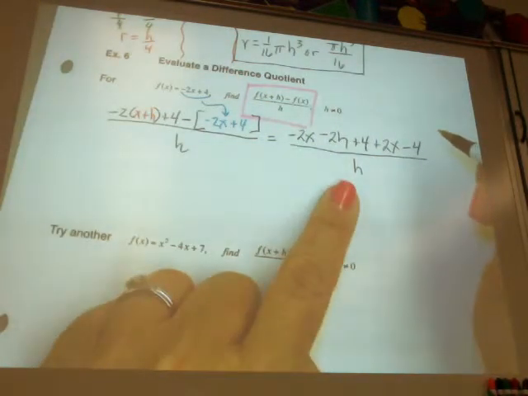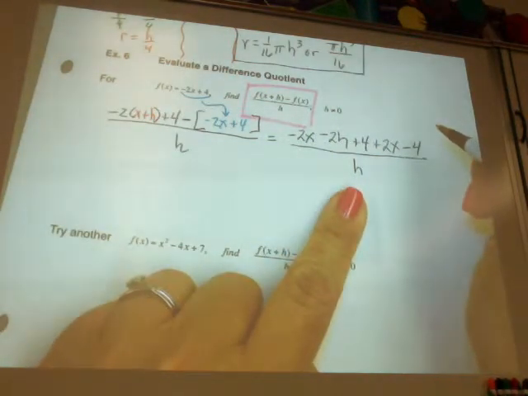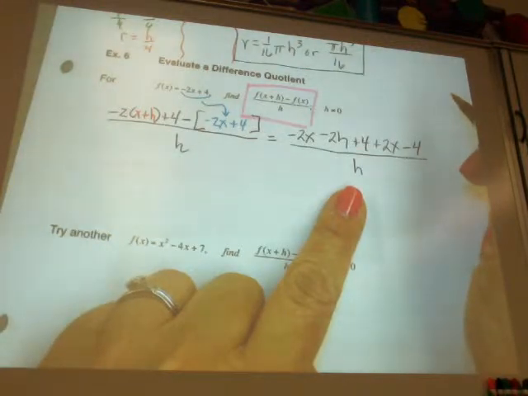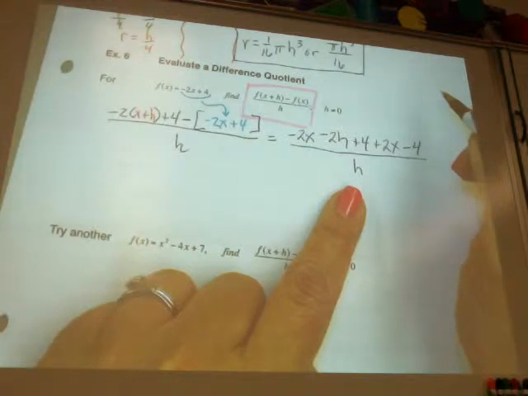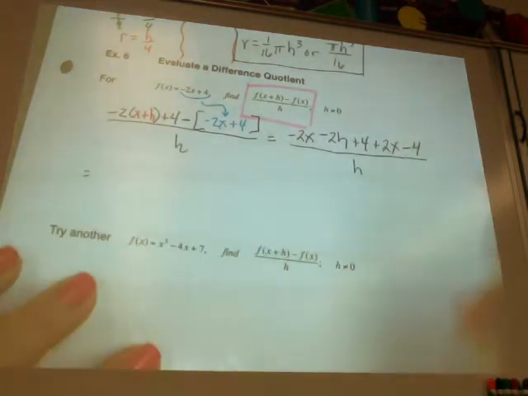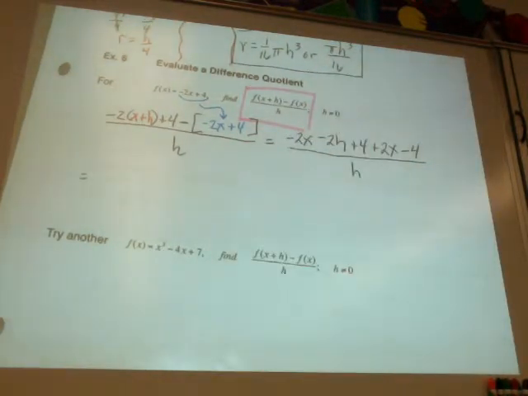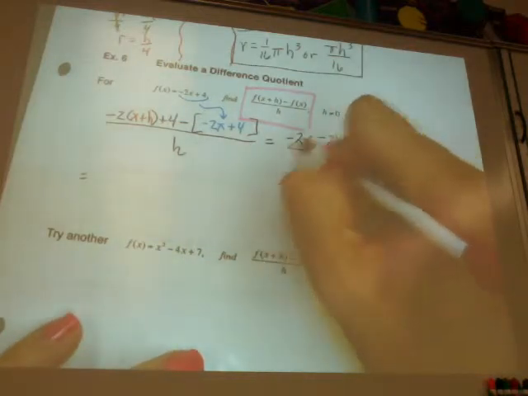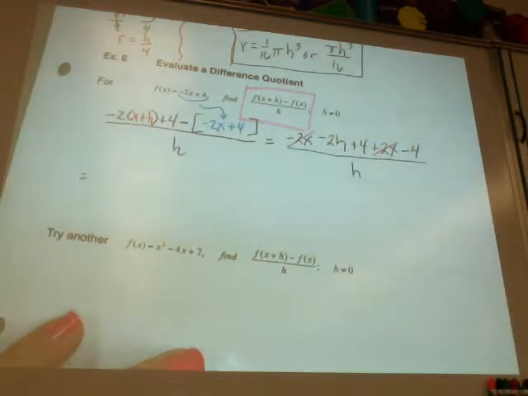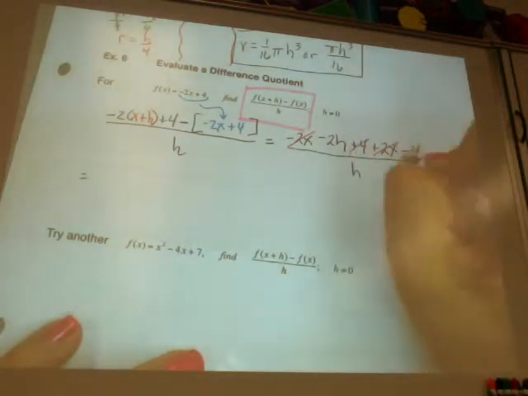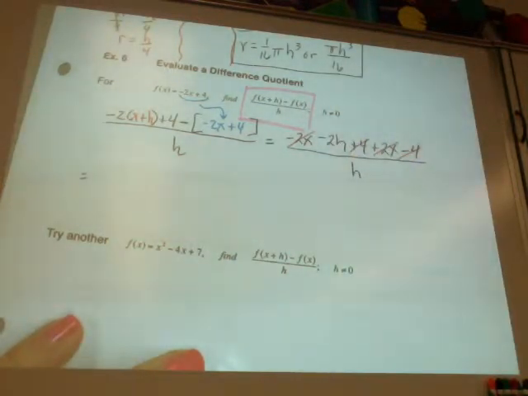Your h is eventually going to cancel out, so if you're left with a problem where you still have a fraction, most likely something's wrong, unless it's just a quirky problem. So then keep going. Oftentimes things are going to cancel out up here. Doesn't my 2x and my negative 2x and my positive 2x cancel out? And doesn't my positive 4 and my negative 4 cancel out? Try to combine like terms. What's left in the numerator?